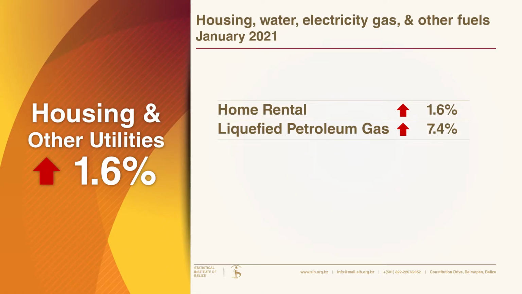Secondly, let's look at the housing, water, electricity, gas, and other fuel category, which saw an increase of 1.6%. This was largely the result of a 1.6% increase in home rental costs for the month, as higher prices were recorded in the municipalities of Belize City, San Ignacio, Santa Elena, Punta Gorda Town, and the city of Belmopan.